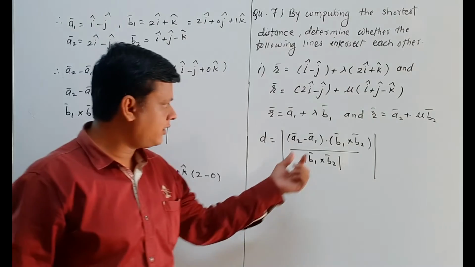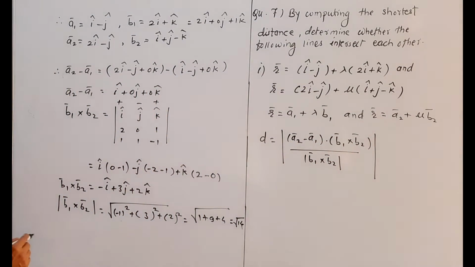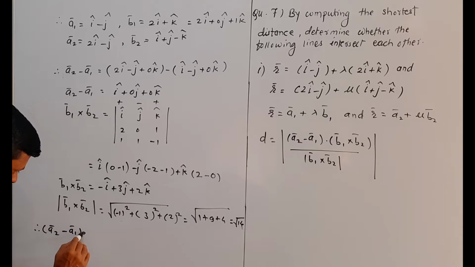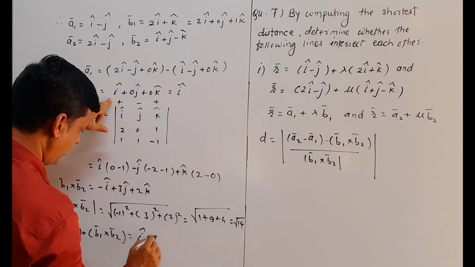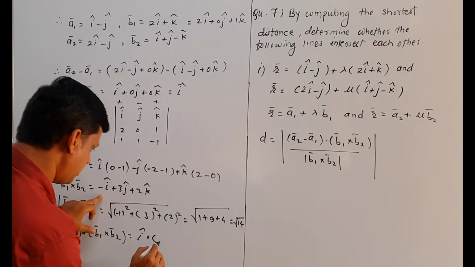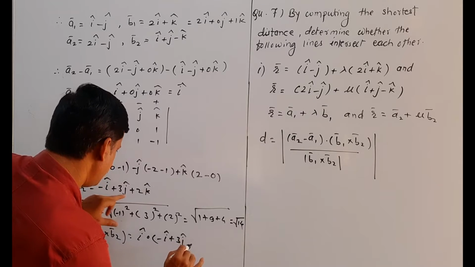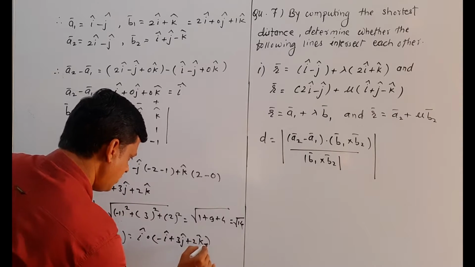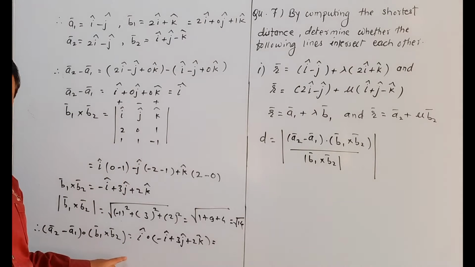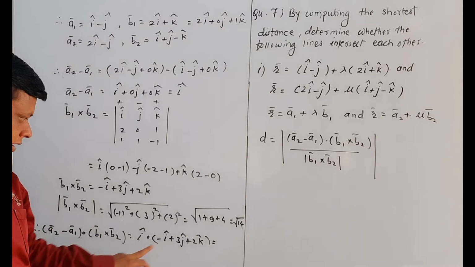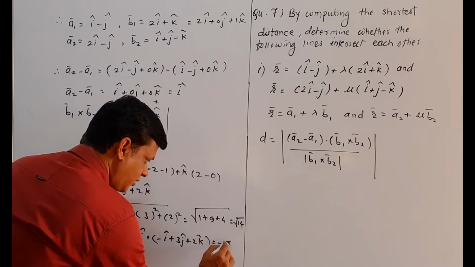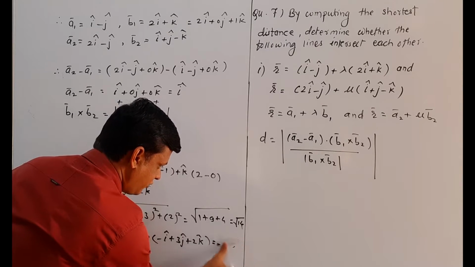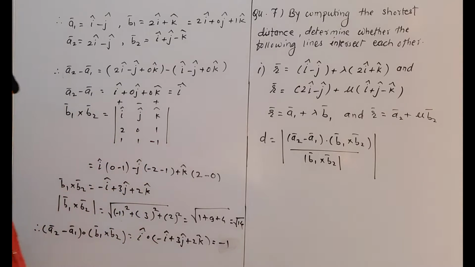So next we have to find the numerator. Therefore a2 bar minus a1 bar dot b1 bar cross b2 bar is equal to, a2 bar minus a1 bar is simply I. So we write I cap dot b1 bar cross b2 bar, which we calculated as minus I plus 3j plus 2k. Now this is a dot product. So I dot I is 1, I dot j is 0, I dot k is 0. So we get I dot I is 1 and this minus sign means minus 1 into 1, or we directly write equals to minus 1. This is the value of the numerator.